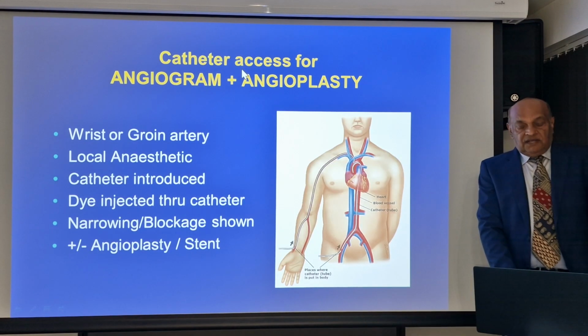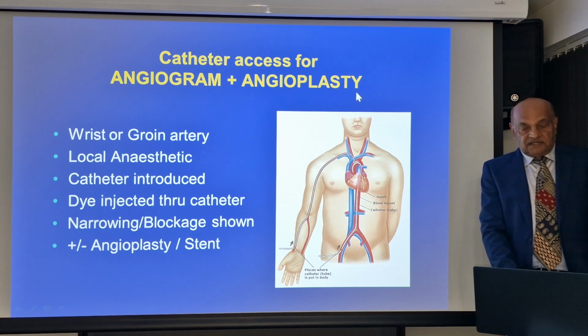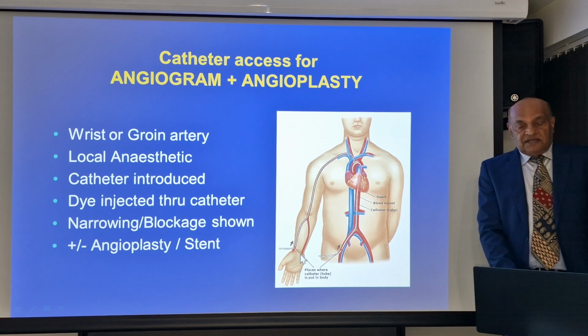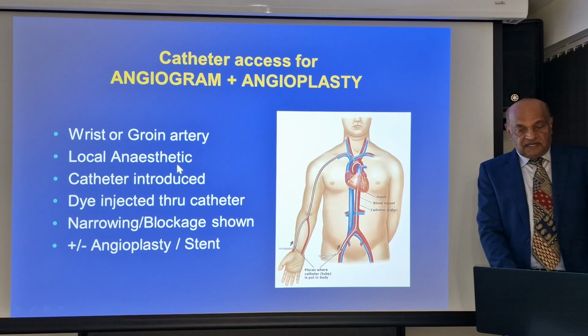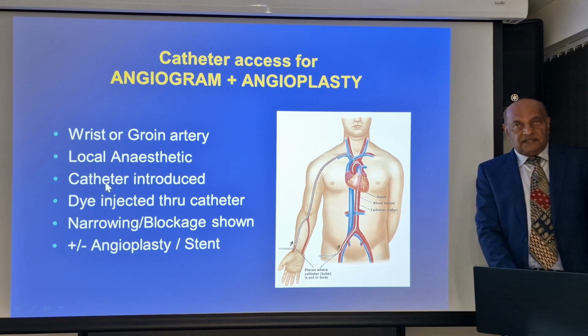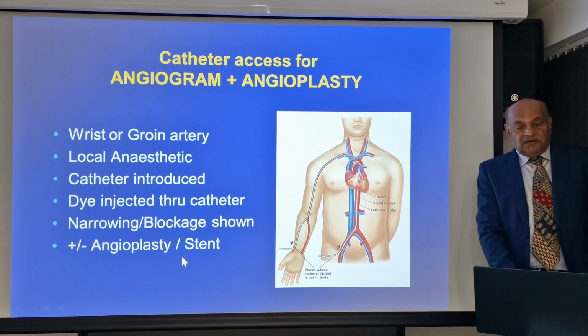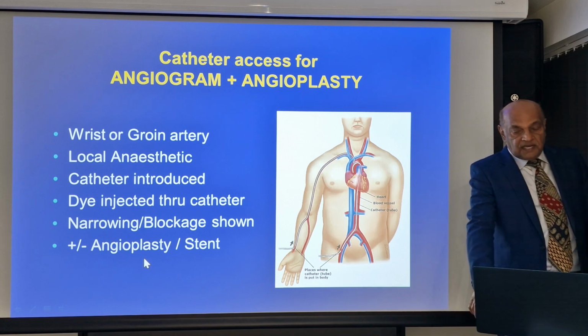Now, you may have angina and the doctor may recommend that you undergo an angiogram and angioplasty. Usually there are two access points. There is the wrist and there is the groin. The doctor may either use the wrist or the groin. It's their personal choice. They would put local anesthetic to that site, and a tube known as a catheter is introduced. When the catheter reaches the right place into the heart blood vessel, a dye is injected through the catheter, and any narrowing or blockages will be demonstrated, and then the doctor may go on to carry out an angioplasty and place a stent.